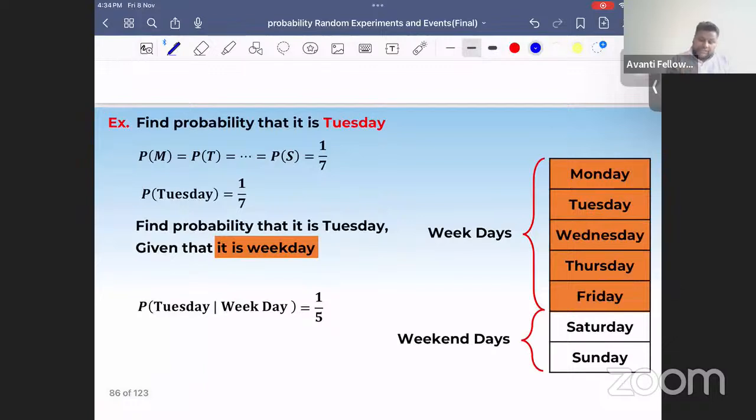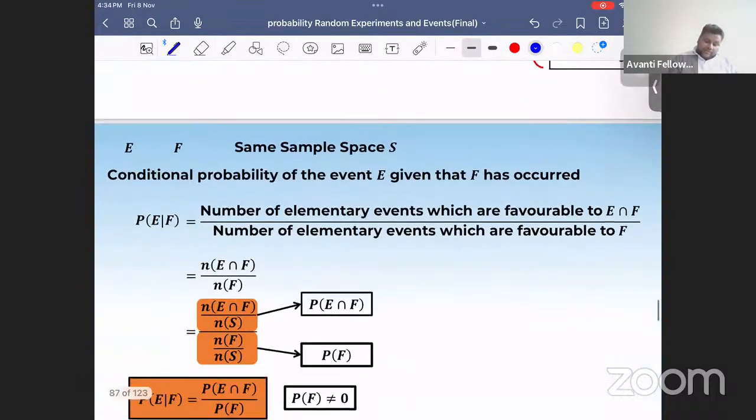Now say this is a chart of a week: Monday, Tuesday, Wednesday, Thursday, Friday, Saturday, Sunday. What is the probability of Tuesday given that it is a weekday? Any random day you selected. Now somebody told you that it is a weekday, it's not a weekend. So if it is a weekday, what is the probability of it being Tuesday? So now it is 1 by 5. Got it?